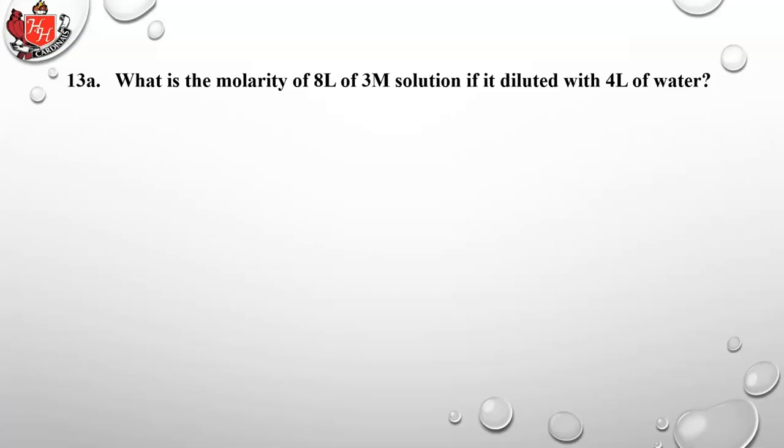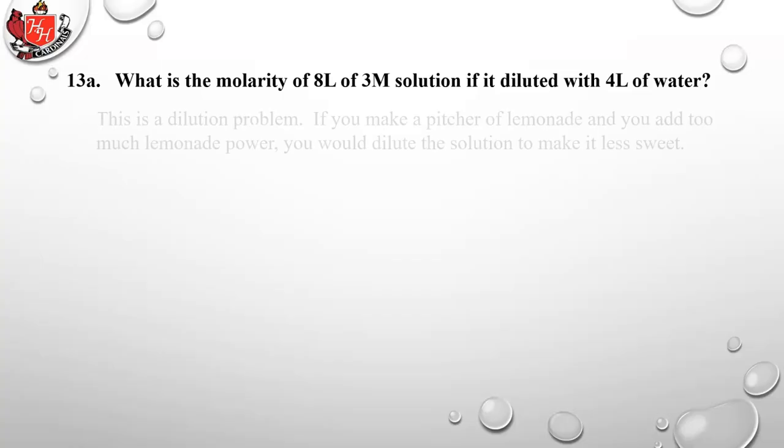Okay, what is the molarity of 8 liters of 3 molar solution if it is diluted with 4 liters of water? So this is the lemonade problem. You made the lemonade too strong, so you wanted to thin it out and make it more dilute, so you pour more water in. And so that's what's going on here. That's what dilution is. Now this is the one problem where you don't have to convert molarity into moles of solute over liters of solution. Just leave it as a molarity, and it's a very simple formula.